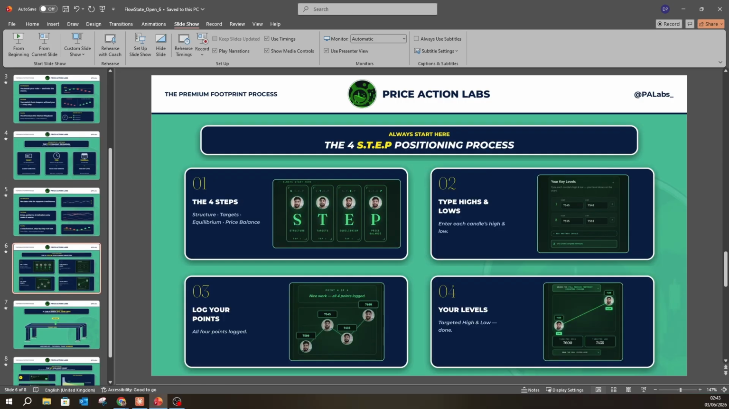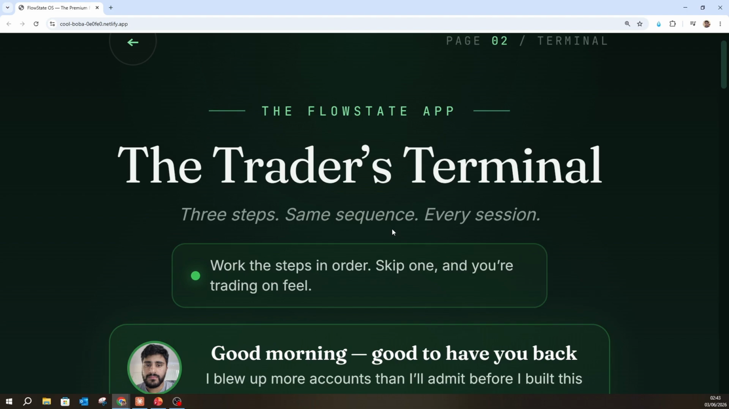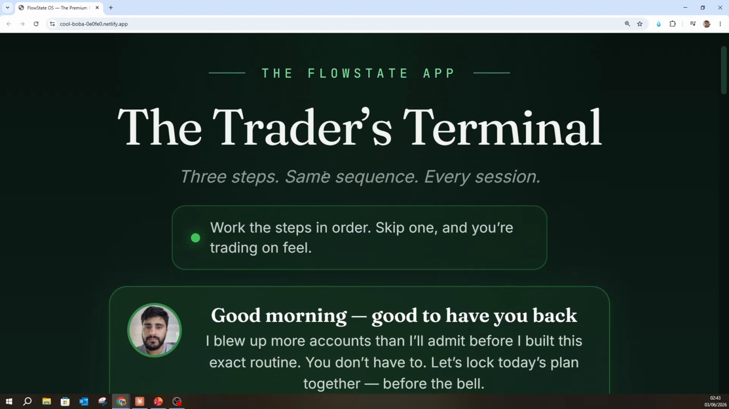So before we go on and look further on in the presentation, I just want to present to you what it looks like. This is the FlowState OS app, and this is now the trader's terminal. So you have 3 steps in the same sequence every session. And so the reason I'm excited to share this is because this is the first of its industry.